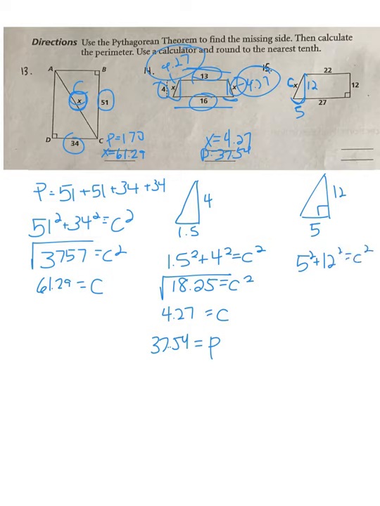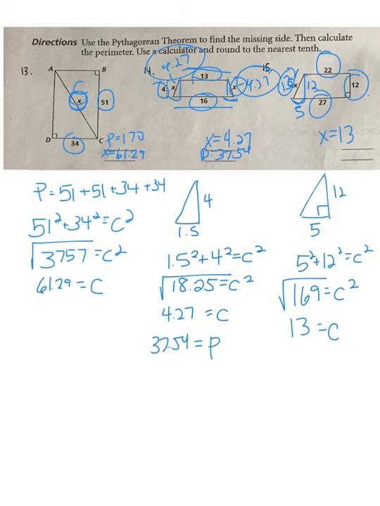5 squared plus 12 squared equals 169. That's what c squared equals. We take the square root of that, and we get that c equals 13. So this length right here is 13. I don't care if you call it x or c, doesn't matter. Then you add this 13, the 27, the 12, and the 22 to find the perimeter, and the perimeter will be 74.